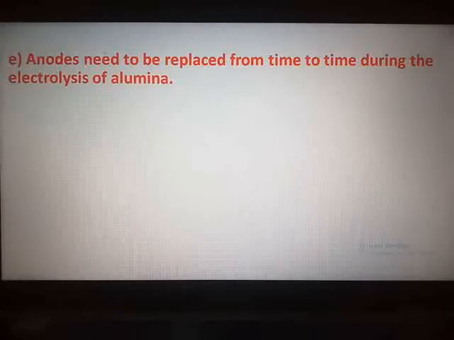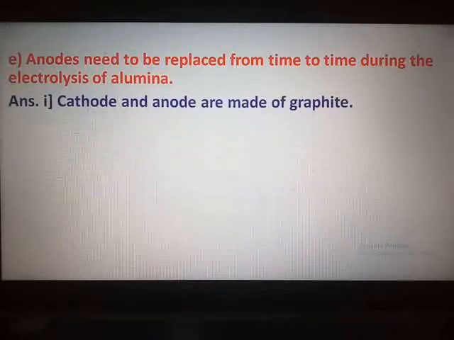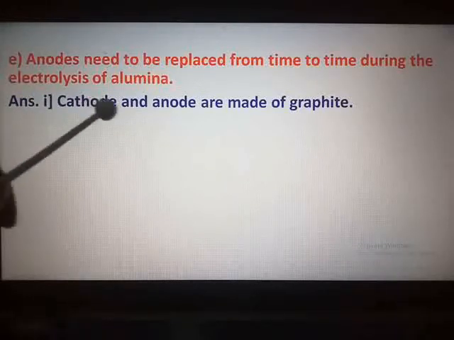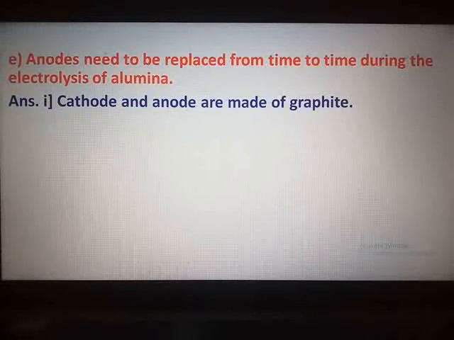You can see the heading in the center of the page, electrolytic reduction of alumina. First point, you have to add on your own: cathode and anode are made of graphite. You know that the lining does the work of the cathode, it is the graphite lining. Even the graphite rods which are dipped in the molten electrolyte work as anode. So cathode and anode are made up of graphite.